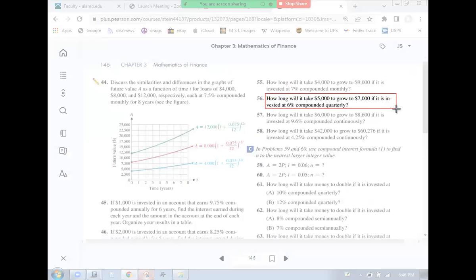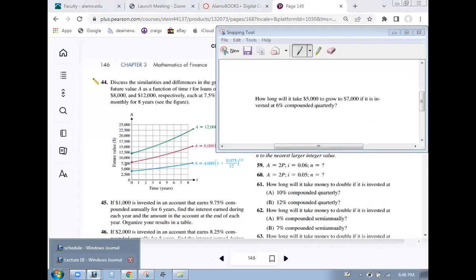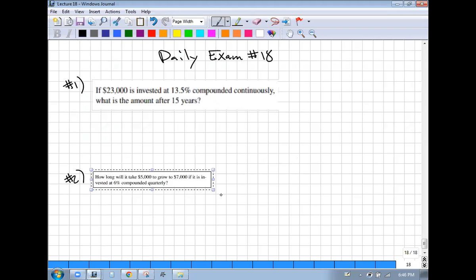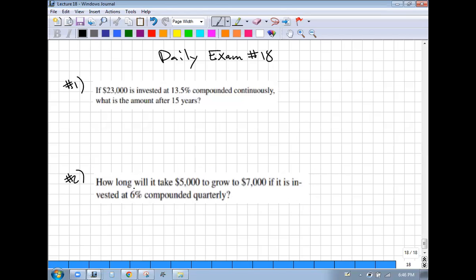How long will it take? We didn't cover that, but you can do it. You have to solve for T. If you could solve for R, you could solve for T. Right? T's up there in the exponent, though. So how do you do that? The way I did it, take the natural log, right? And then the T comes out. Yeah, you can do it compounded quarterly too.